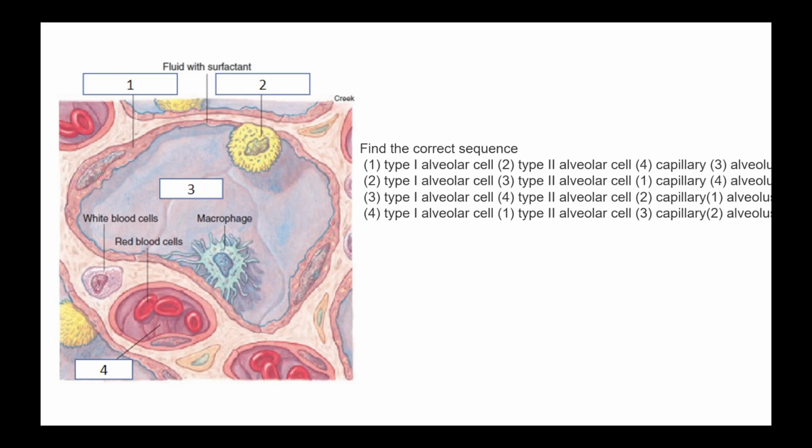And then we have the squamous epithelial cells in this particular alveolus, which are called type 1 alveolar cells. So this one is type 1 alveolar cells, this is the type 2 alveolar cells, this is an alveolus, and this is a capillary.